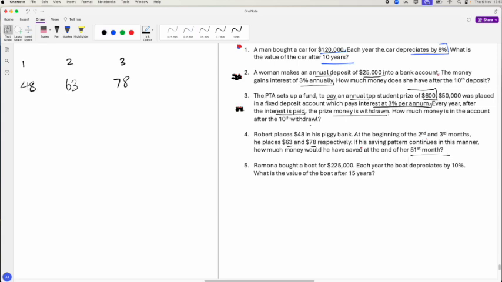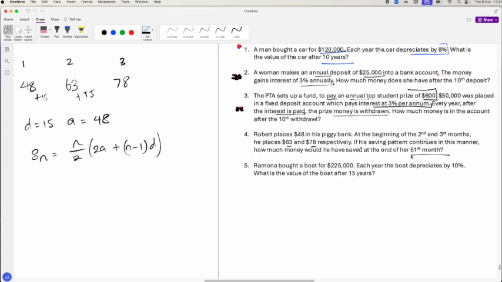Well, let's see if we could find a common difference here. 63 minus 48 is 15, and 63 plus 15 is indeed 78. So we do have a common difference of 15, with the first term being 48, and this time we have a simple AP, and the summation of an AP is n over 2 into 2a plus n minus 1 d.